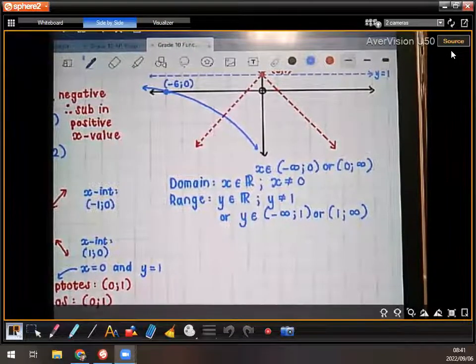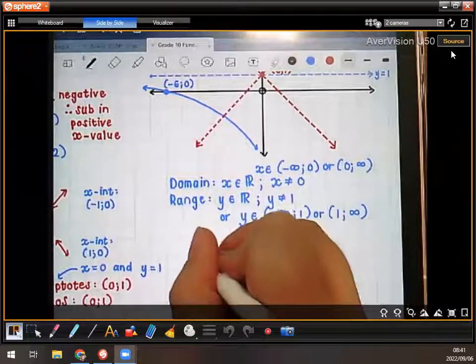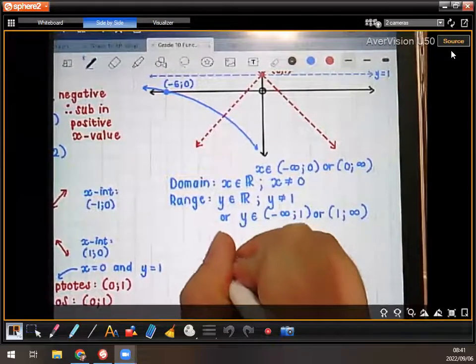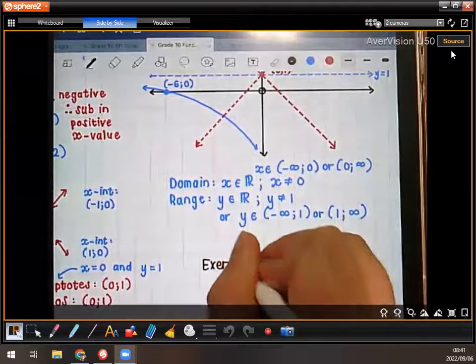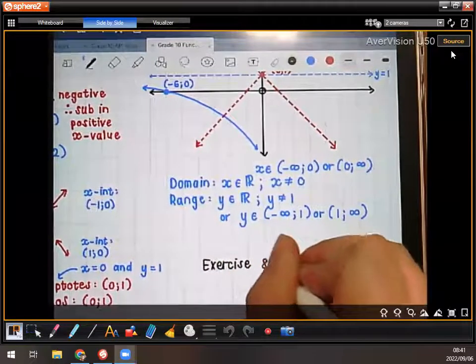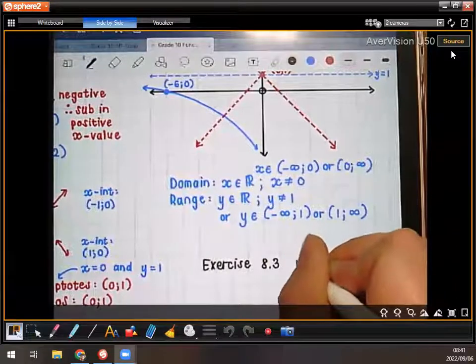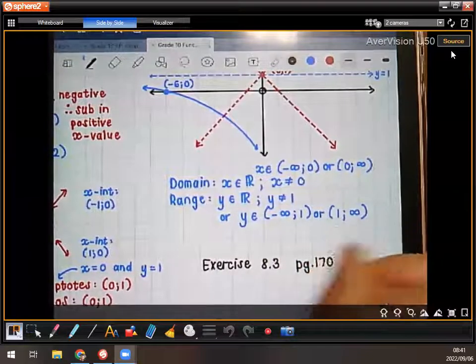Okay. Guys, I'm just going to give you some of these to practice on your own. So it is exercise 8.3 on page 170.